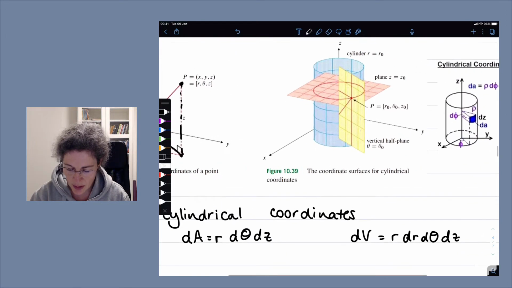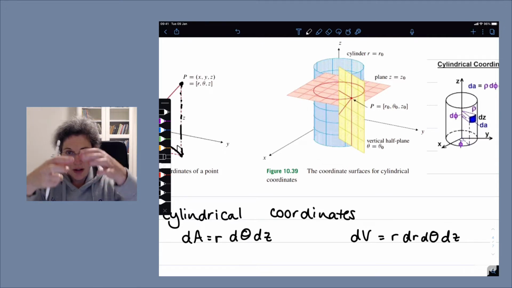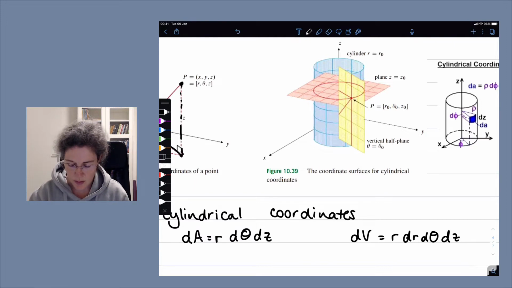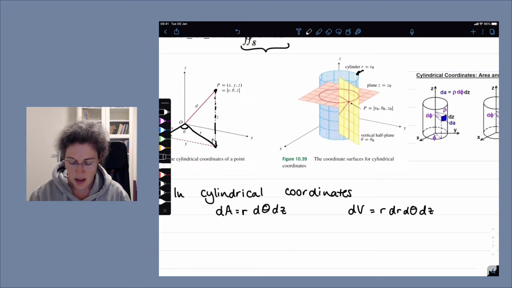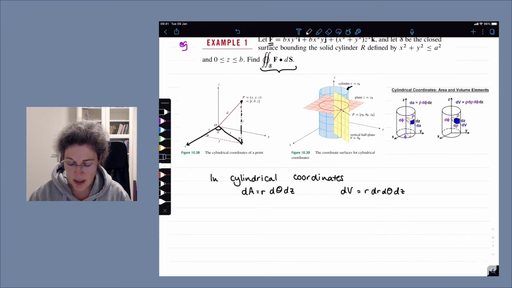If you want to think about the coordinate surfaces for our cylindrical coordinates, we've got our r, which is really just how wide the cylinder is. If we're thinking about our z, we're thinking about this, and if we're thinking about theta, we're thinking about the angle like so. So you can go and have a look at that.